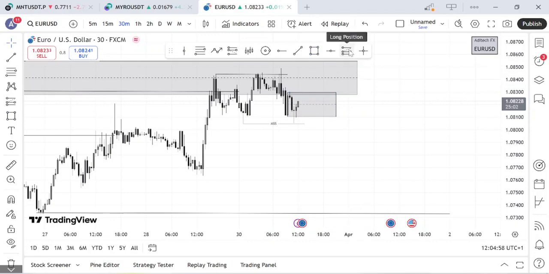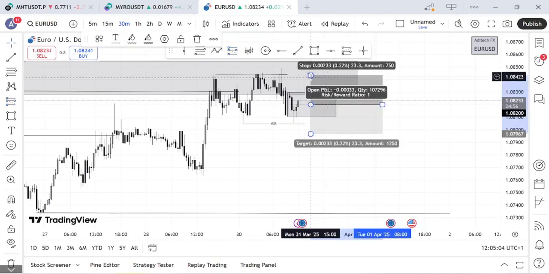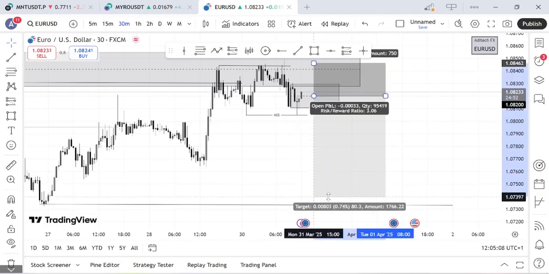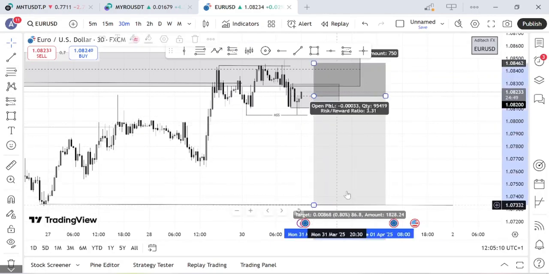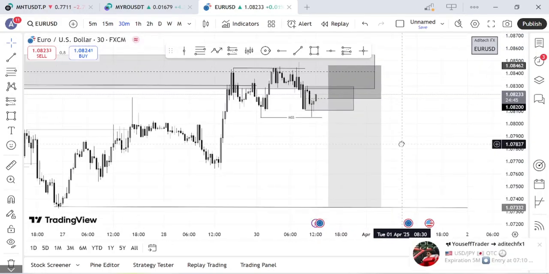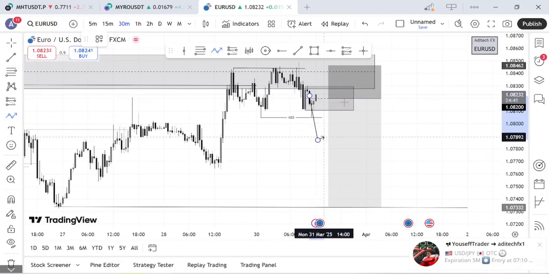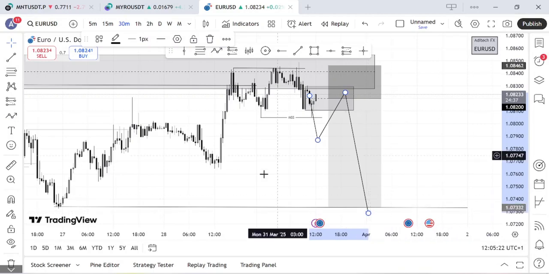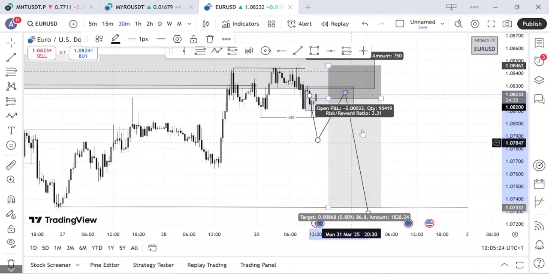I'll just put my short position right here. My stop loss is around this zone. Then I'll just target this zone. It's a risk to reward of about 1:3. Right? So if price is able to break this zone, it's very valid. You can sell Euro USD. So that's just my bias on Euro USD.